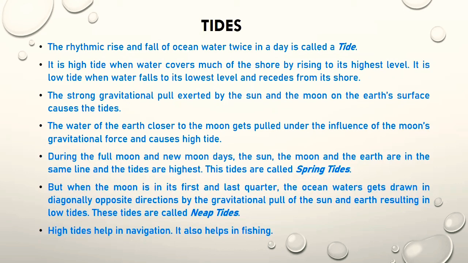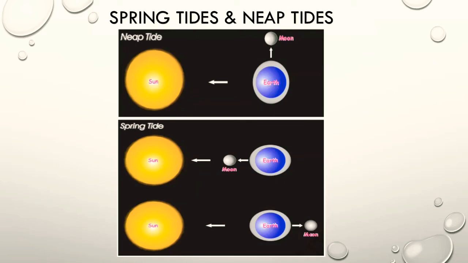Clear? Next, high tides help in navigation. During the high tides time, it helps in navigation. It also helps in fishing. Here you can see the diagram of spring tides and neap tides. We have already discussed that in the spring tide time, the sun, moon and earth are in the same line, and you can see it in this diagram.